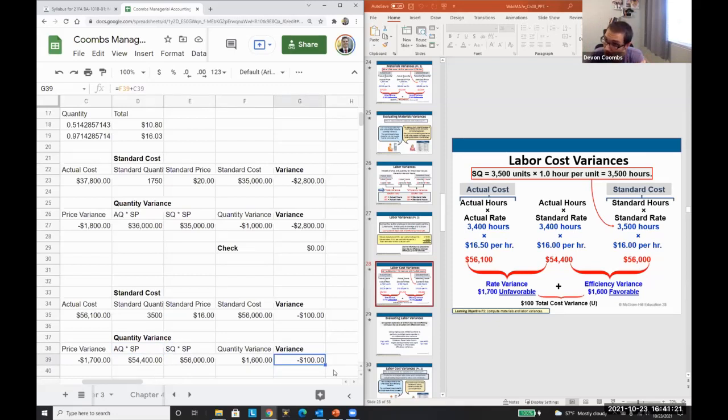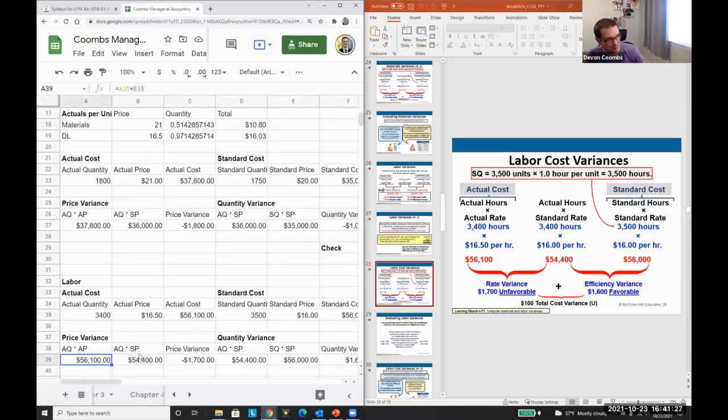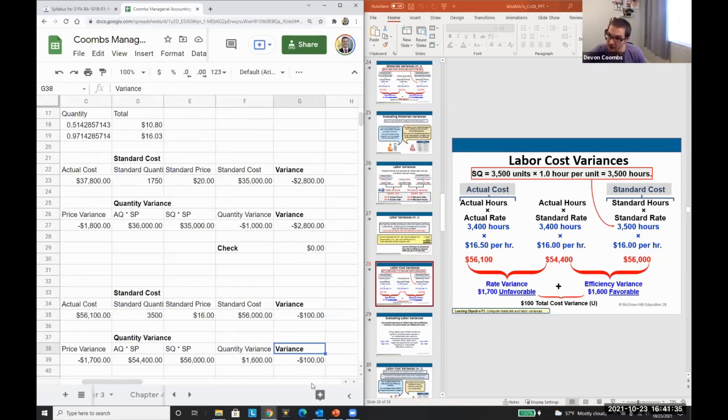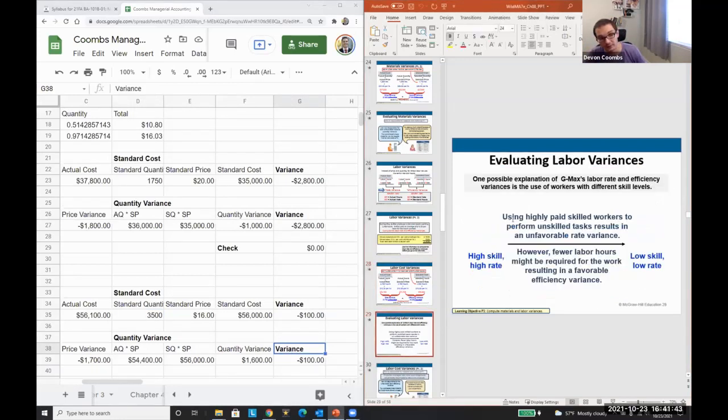So what we can learn from this, this is what I would infer, is that perhaps we used a more skilled workforce. So we paid them a slightly higher hourly rate, which led to them being more efficient. But overall, that led to a negative cost impact. Oh, and that's what they say here. Used highly paid skilled workforce, which required fewer labor hours.